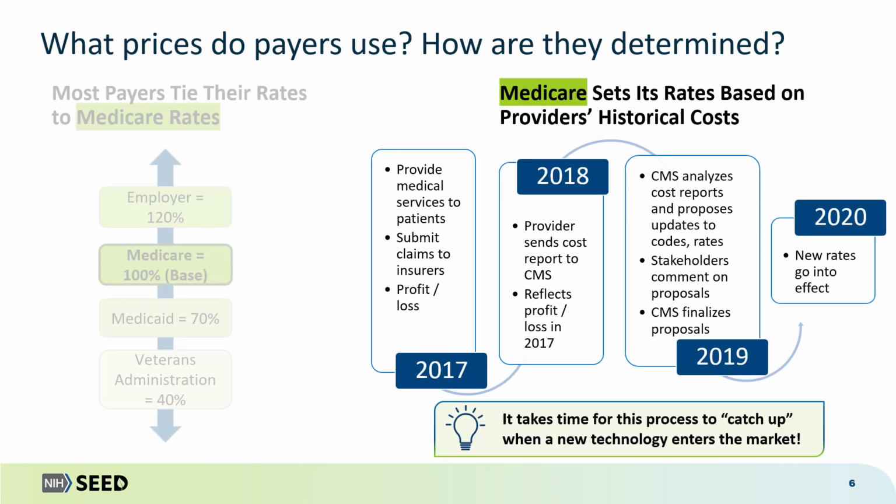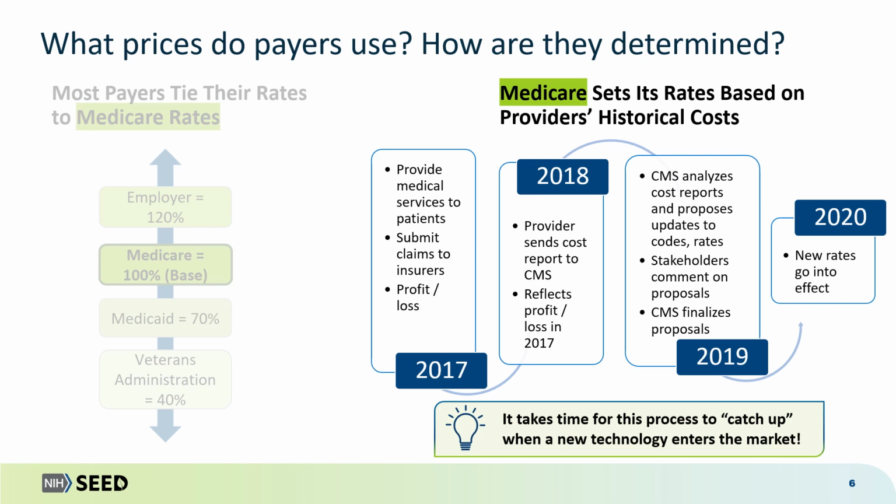Now, you may ask how the Medicare base rate is determined. Well, Medicare sets its rates based on providers' historical costs. So what does that mean and how does it work? Here we are looking at an example of how these rates are set, which is roughly a 4-year process. Yes, you've heard correctly. And this example is starting in 2017.